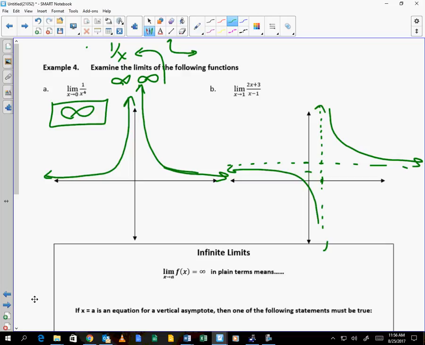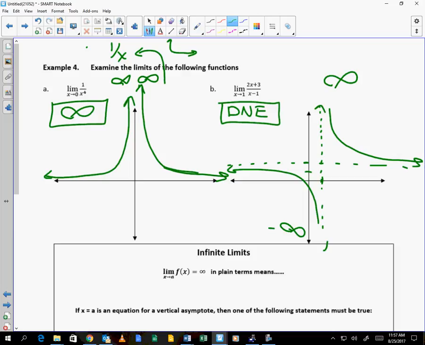So I'll approach from the left. What if I approach from the left? Negative infinity. How about from the right? Are those the same? No. DNE, does not exist.